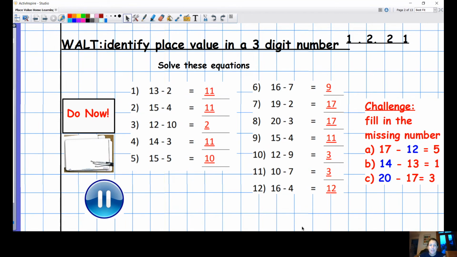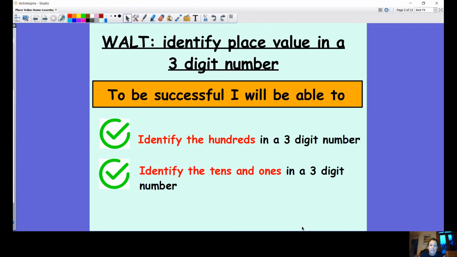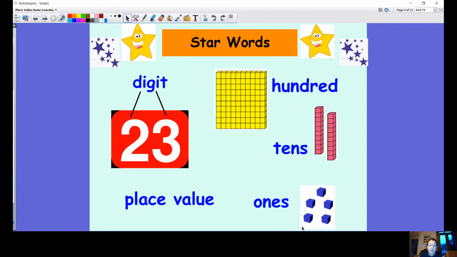Today we are going to be identifying place value in a 3-digit number. To be successful, we are going to need to identify the hundreds in a 3-digit number and identify the tens and ones in a 3-digit number. That is really what we need to do, but we should make sure that we do it really carefully. So let's hear our star words for today. My turn, your turn. Digit. Hundreds, tens, ones, place value.